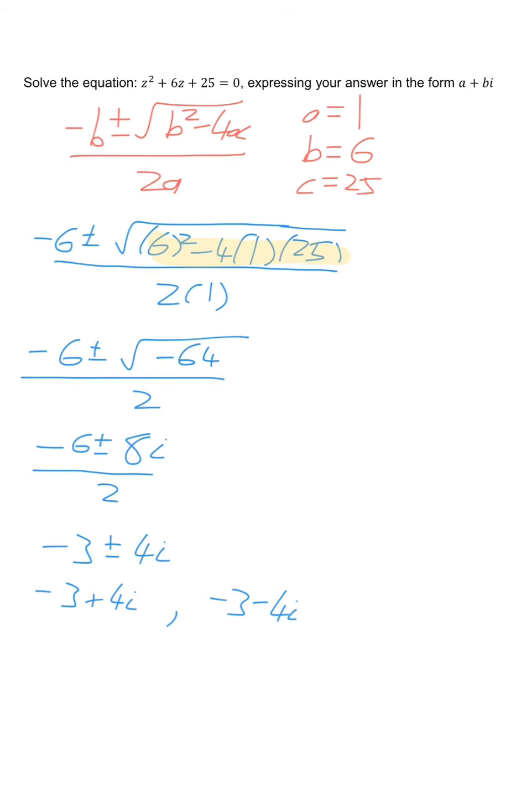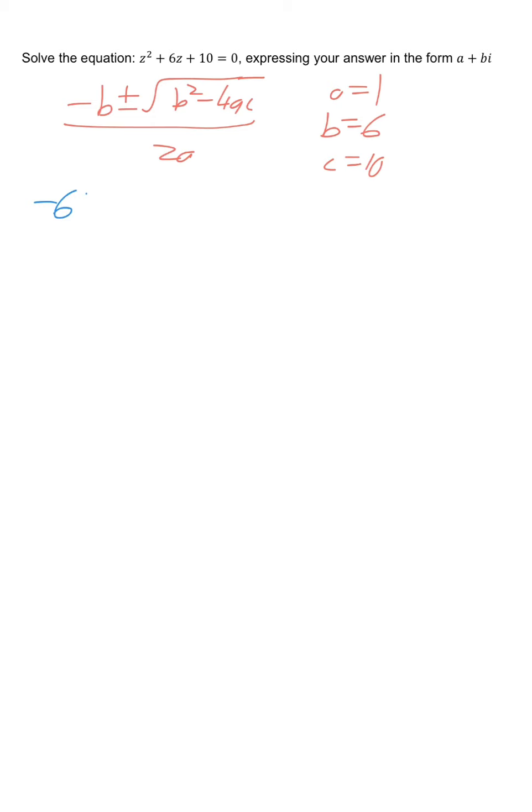Okay, let's have a look at another one. Okay, so again here, we have z squared plus 6z plus 10 equal to 0. So again, I'm going to write down the quadratic formula. So a is going to be equal to 1, b is going to be equal to 6, and now c is going to be equal to 10. So let's put these values in now. So we'll have minus 6 plus or minus the square root of 6 squared minus 4 times 1 times 10, all over 2 times 1.